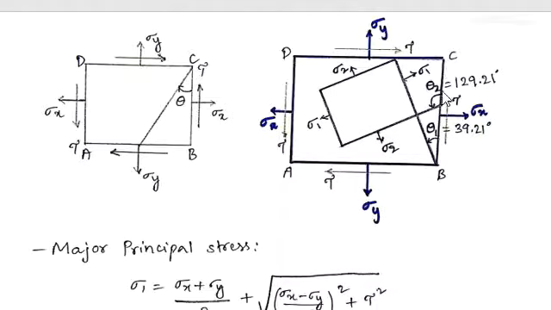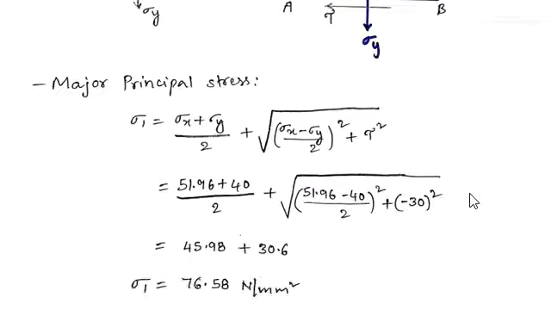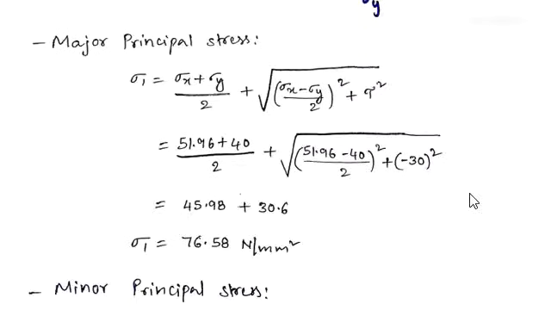Once again, with respect to BC, measure in the anti-clockwise direction, 129.21 degrees. This is the plane of minor principal stress. So these are the locations of the principal planes. And also here we have to find out the magnitude of the principal stresses. For that we have formulas.